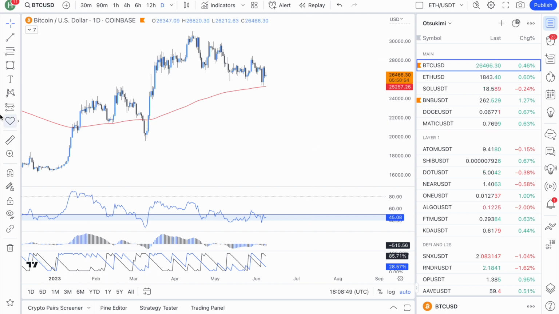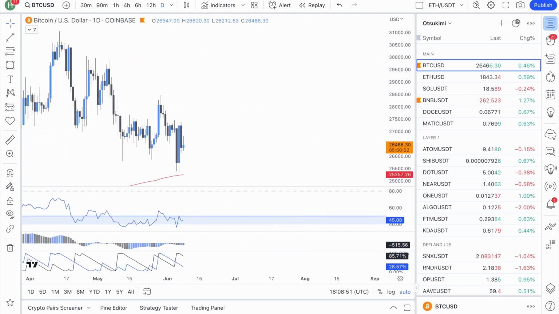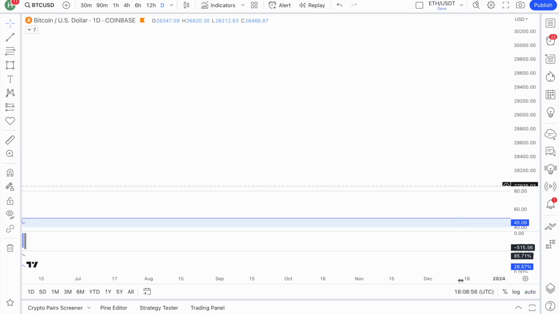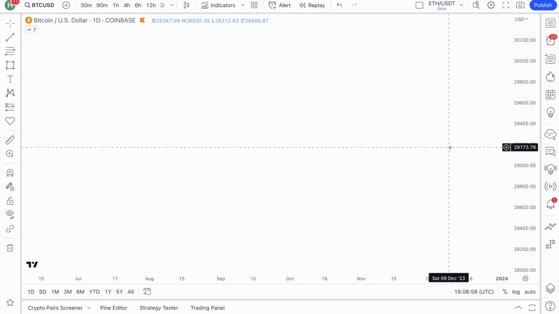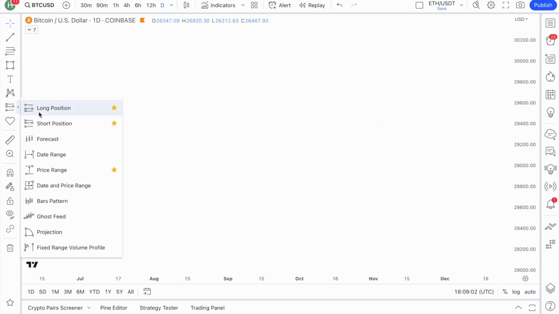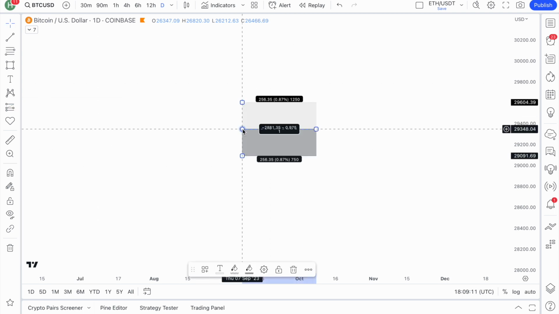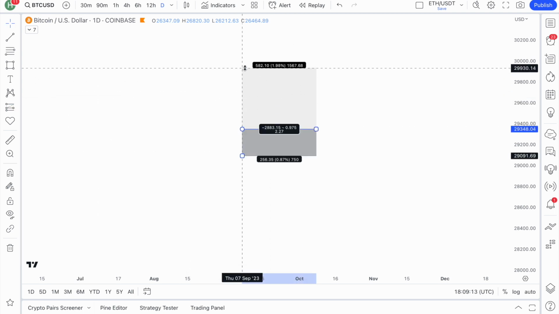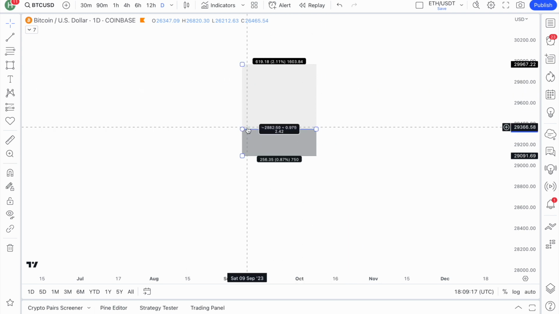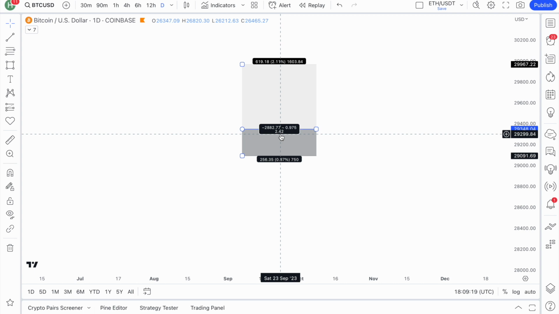So first things first, let's just look at a regular, blank chart. I've put this a little more blank, got all the stuff out of the way for now. You can see right here, long position, short position. These are what we worked with in the first video, and this is what we'll work with today. So if you have a standard long position like this, this line right here is your entry.